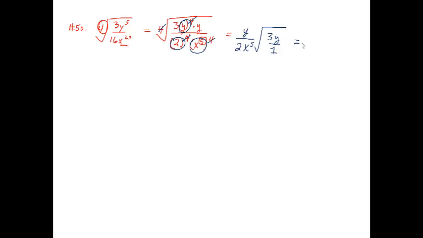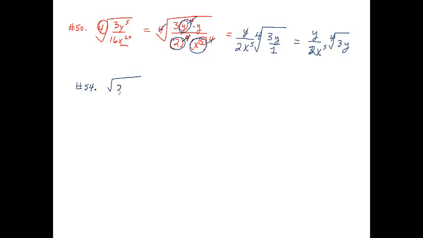Everything came out, so that was y over 2x to the 5th times the square root of 3y. Oh, I'm sorry, not square root. It was the fourth root, right? So let's not forget, it's still the fourth root. Okay, that's number 50, and then last one is number 54.